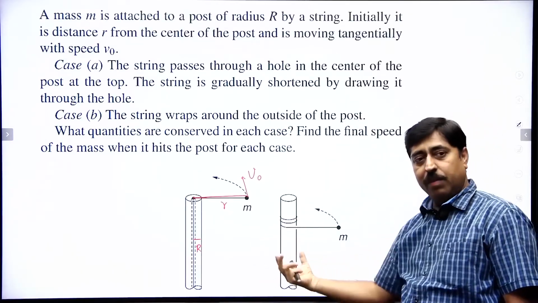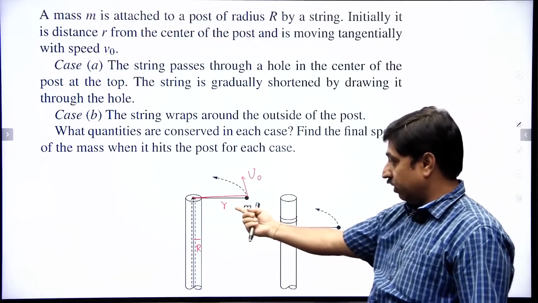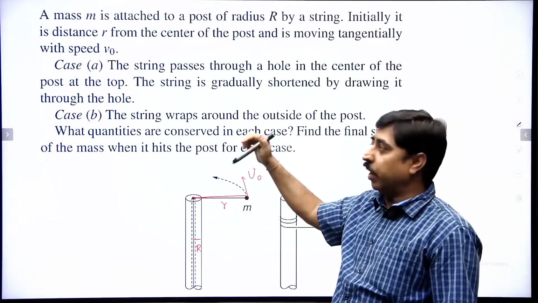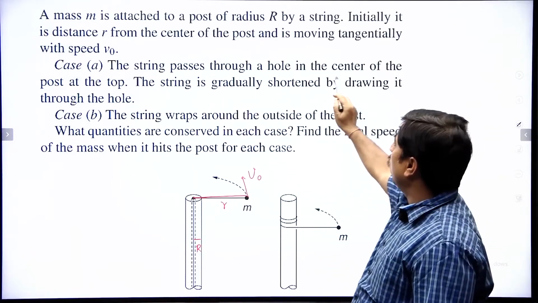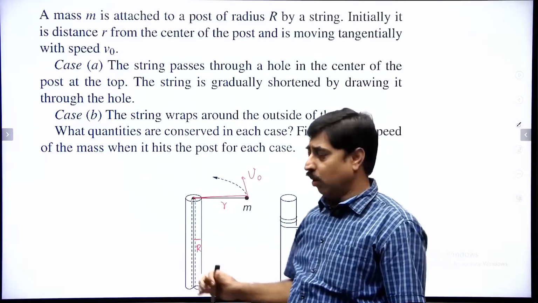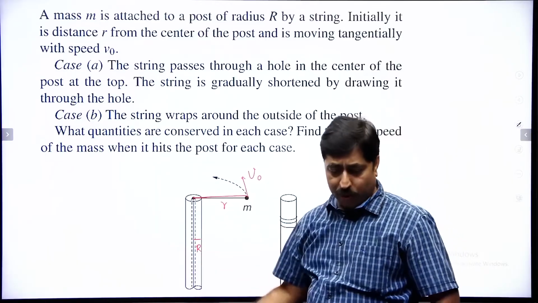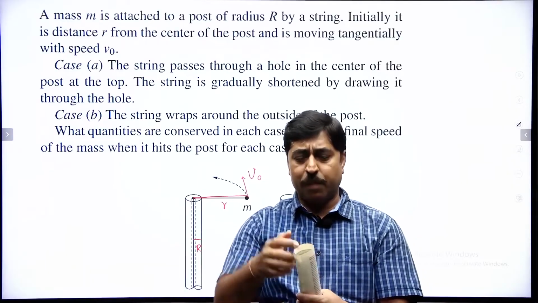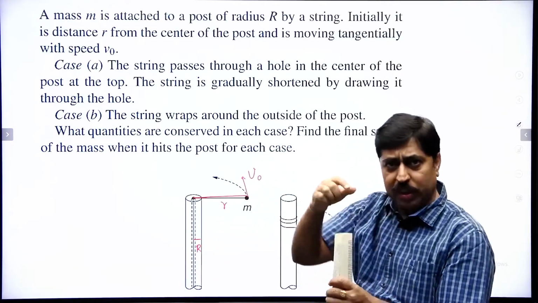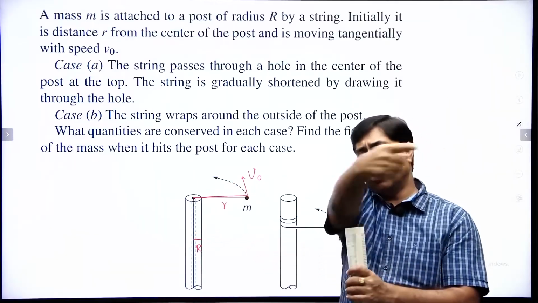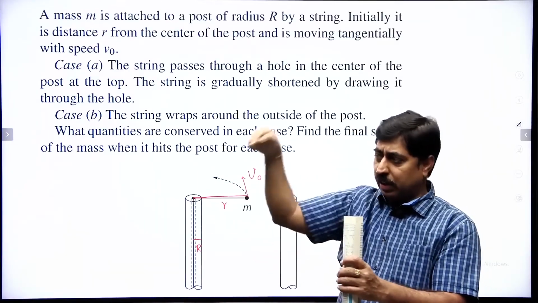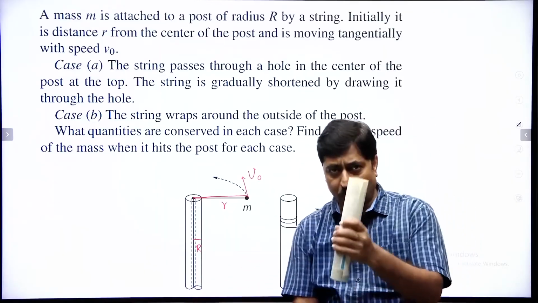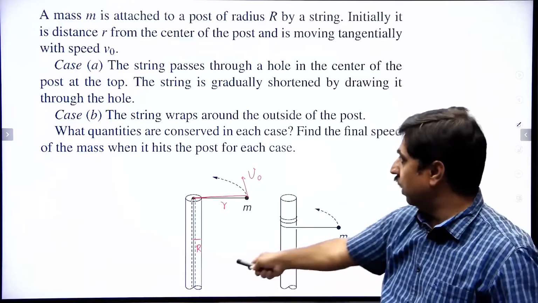And this is a different diagram. In this case and in this case, there is a difference, and the difference has been explained here. The string passes through a hole in the center of the post at the top. Here the string is passing through a hole. Actually, it is a kind of pipe with a narrow bore. This is a pipe and there is a small hole here through its length. So there is a particle which is going around it like this, and the string is passing through the pipe. The string is coming out of the pipe from the bottom, right? This is the situation here.